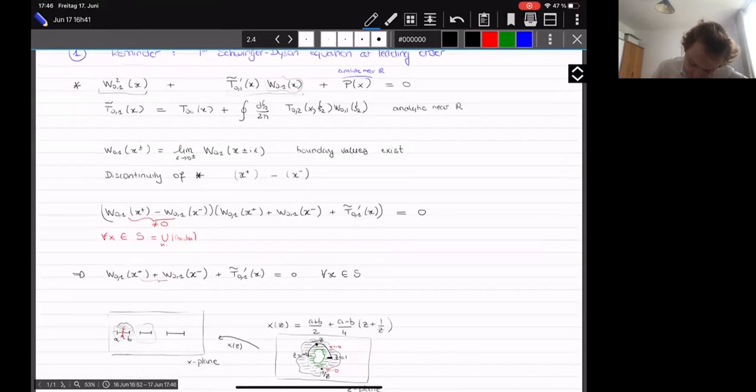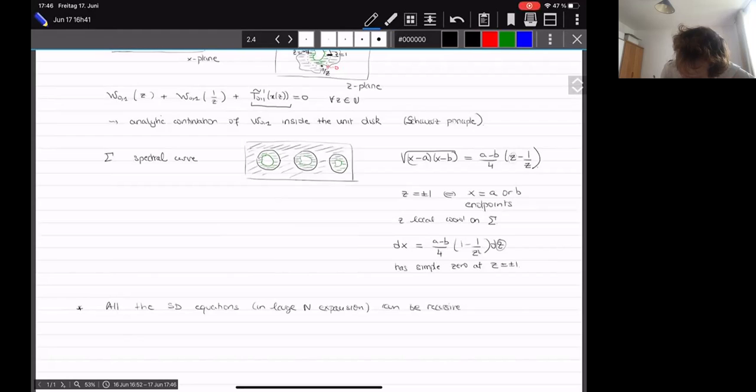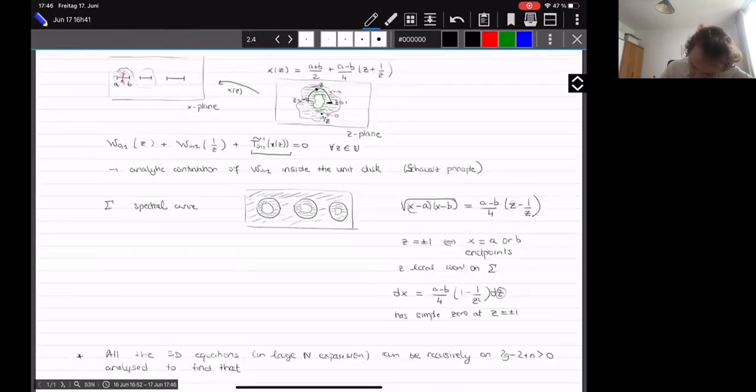The analysis which I've explained here for W_0^1, you can redo for all the other Schwinger-Dyson equations. So all the Schwinger-Dyson equations in the large N expansion can be recursively analyzed, recursively on 2g minus 2 plus n, to find that in fact this type of equation is true for any g, n.